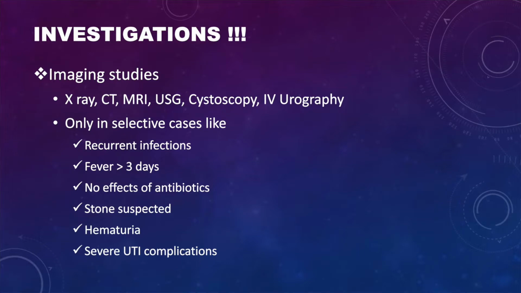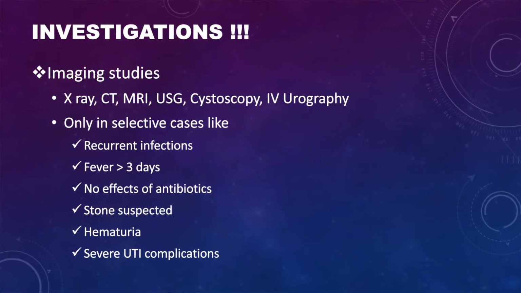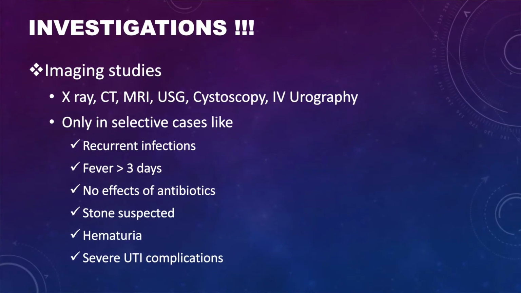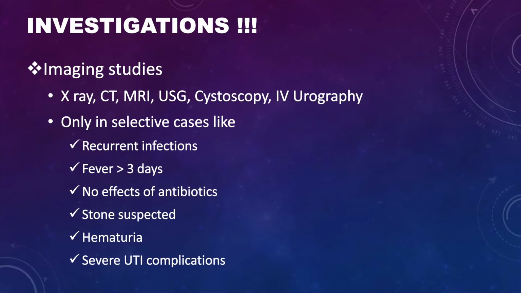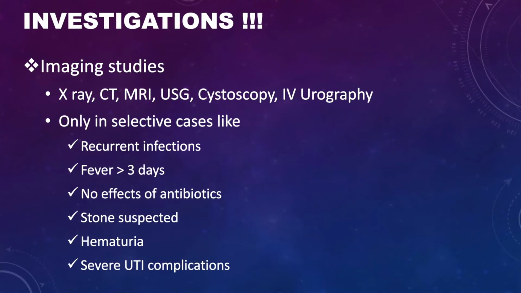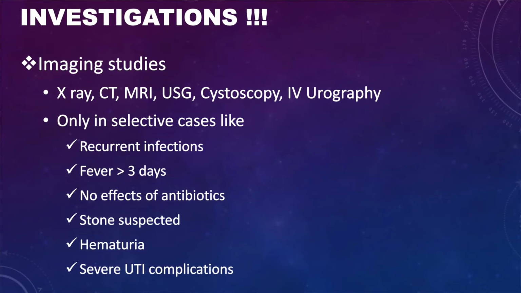So what are the selective cases in which they might ask you to undergo imaging? One is recurrent infection, second one is hematuria, the third one is when stone is suspected, fourth one when your fever is up or on the higher side for more than 3 days, then if your antibiotics are not working, or there are certain other complications of UTI. So these are all the lab investigations.